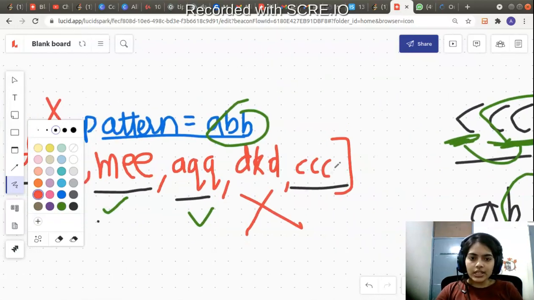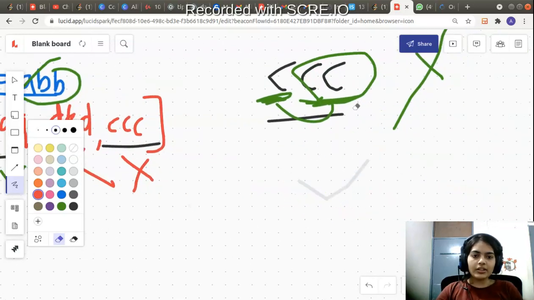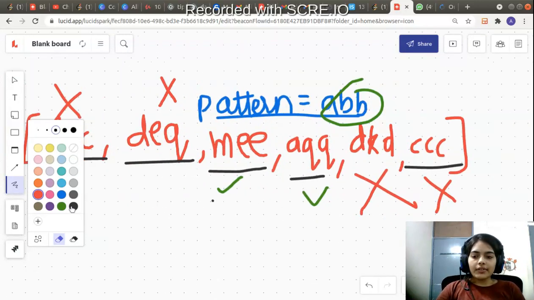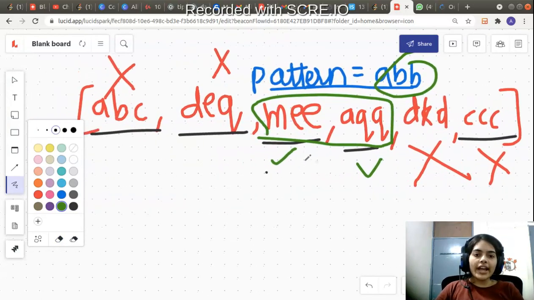Okay, so in this case we will also say it is not satisfying condition 1, so it is not satisfying the pattern. Okay, now these two are our answer: ME and AQQ. These are our answer which we have to return. Now, how do you actually solve this?